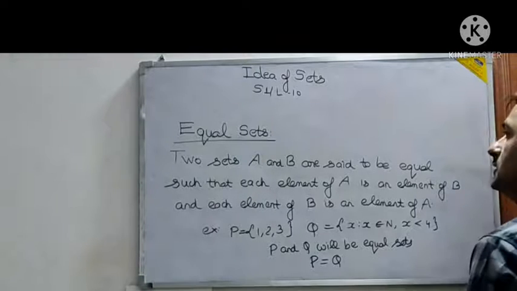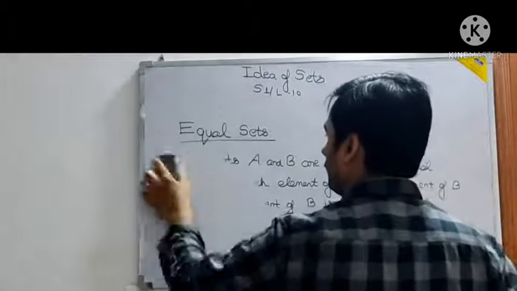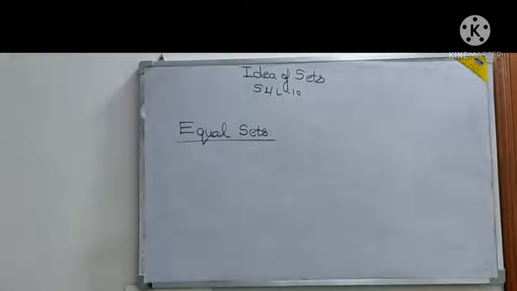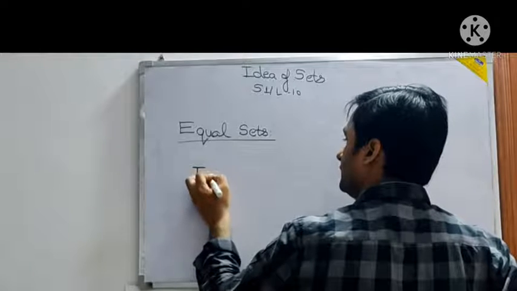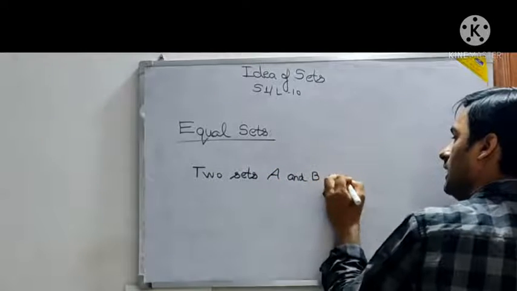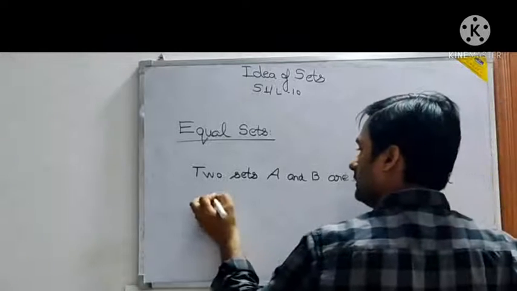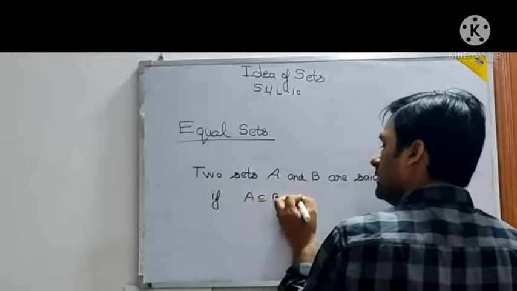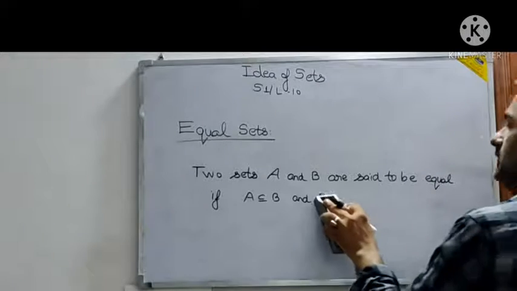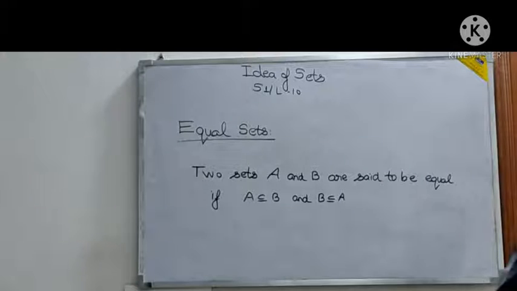In fact, one more thing they are saying is that these sets will be equal if A is a subset of B and B is a subset of A. So one more way of writing the same thing is: two sets A and B are said to be equal if A is a subset of B and B is a subset of A. So this is also true.